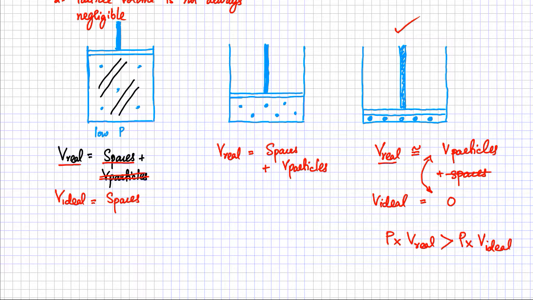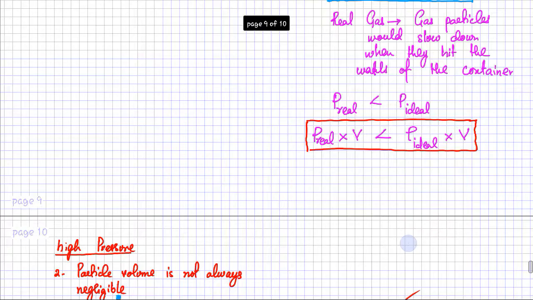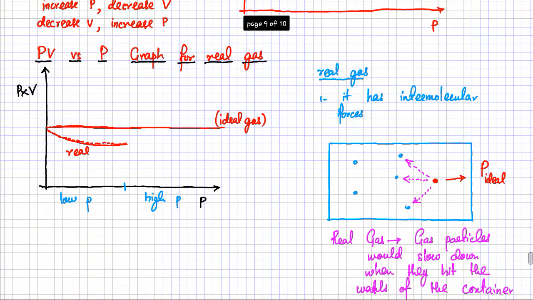So if I plot a graph, as you keep on increasing pressure, your real volume keeps on increasing. If I plot this on the graph, it's going to look like this, because the product of pressure into volume would keep on increasing at high pressure, since your real volume keeps on increasing, and it's going to look something like this.